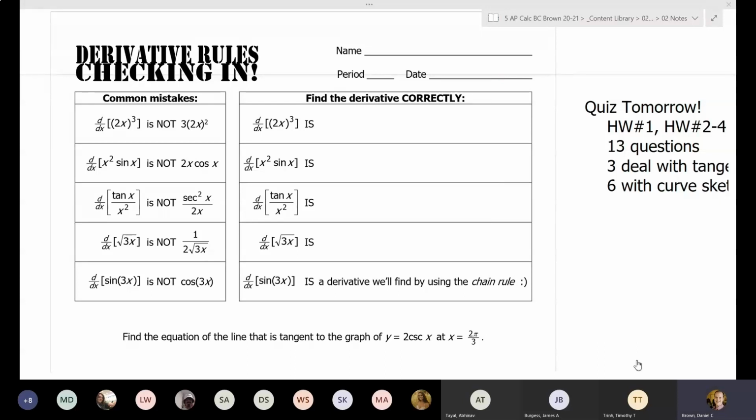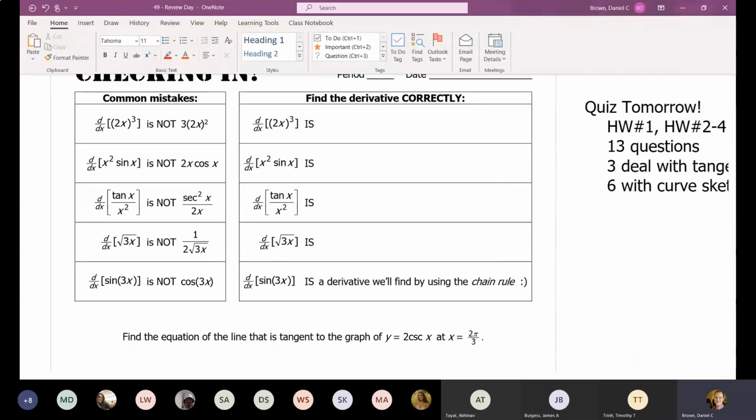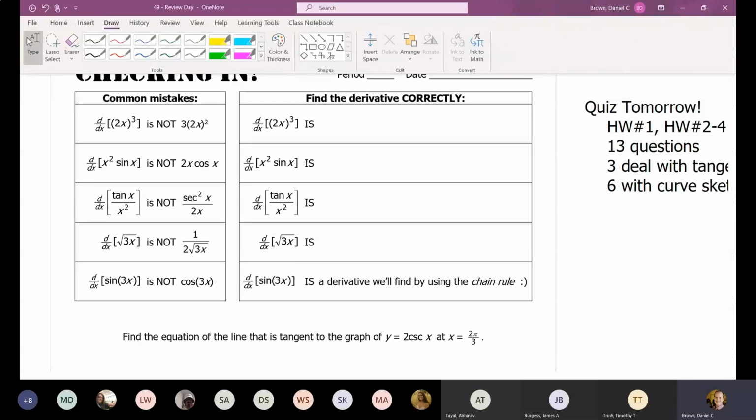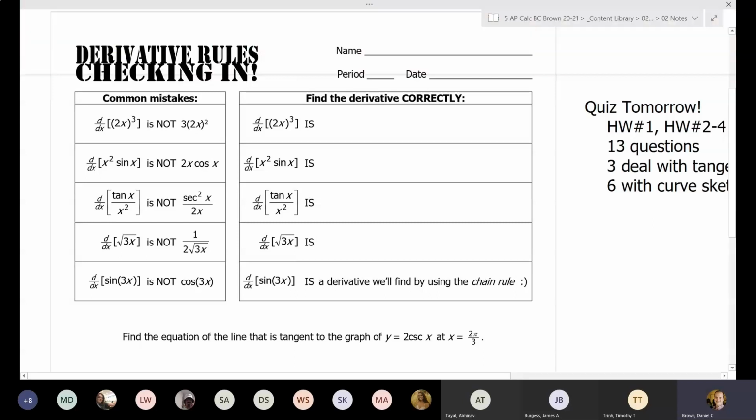First mistake I often see, if people are taking the derivative of the quantity 2x to the 3rd power, is they want to use the power rule, but remember the power rule really only works when we have x raised to a power. So the proper way to do this one is to first rewrite it, so it becomes 8x cubed, and then you can take the derivative and you get 24x squared. And there's some other problems like that on homework number 2.